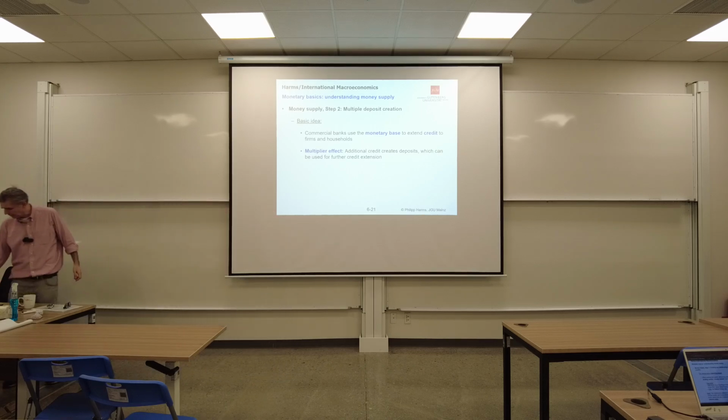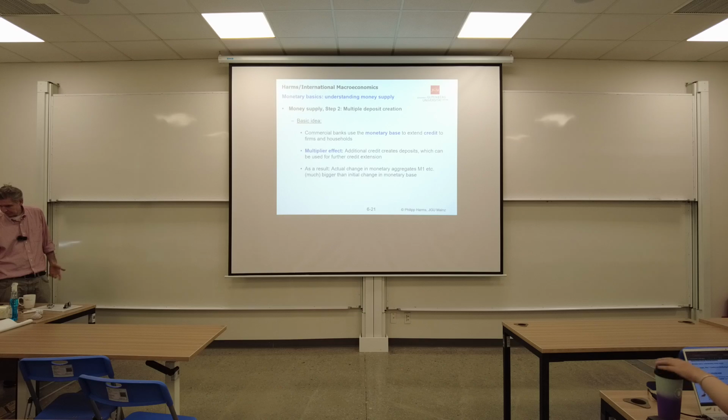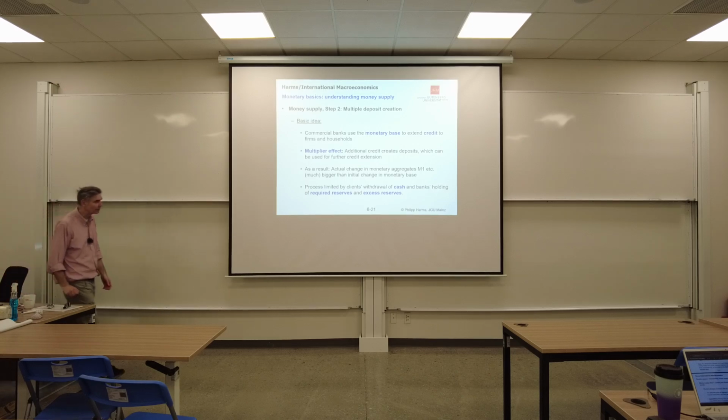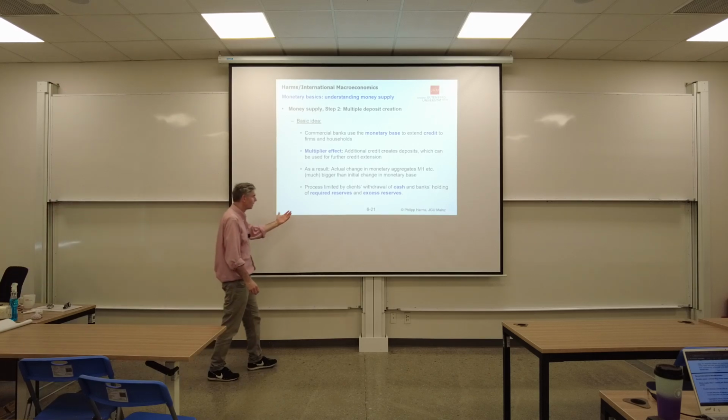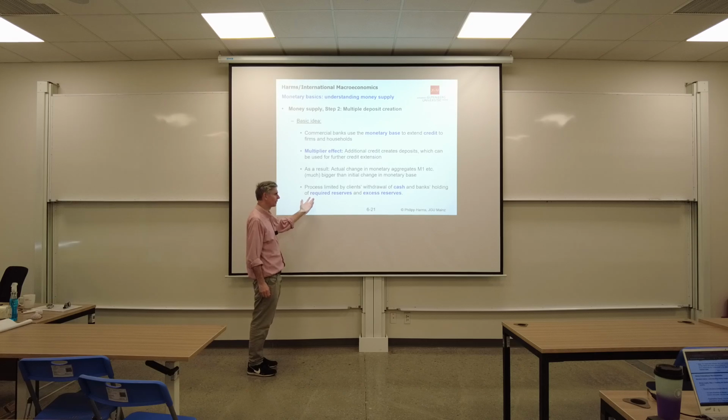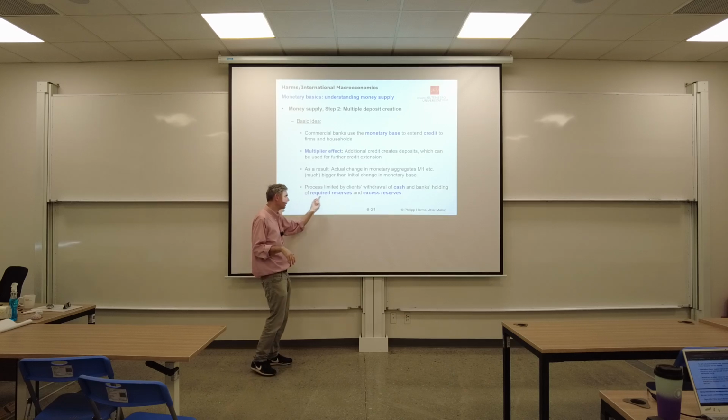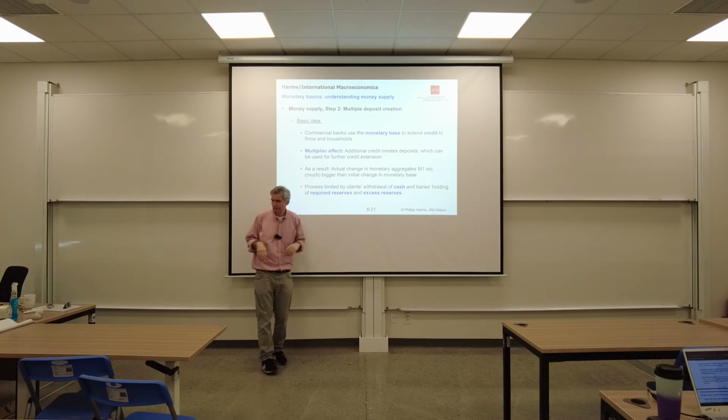So there's a thing called the money multiplier. And so the actual change in monetary aggregates is bigger than the initial change in monetary base. And the process is limited by clients' withdrawal of cash and banks' holding of required reserves and excess reserves. This system is called the fractional reserve system because banks hold a part of their deposits as reserves. Actually, if there are required reserves, they have to hold this, and they can lend out the rest.